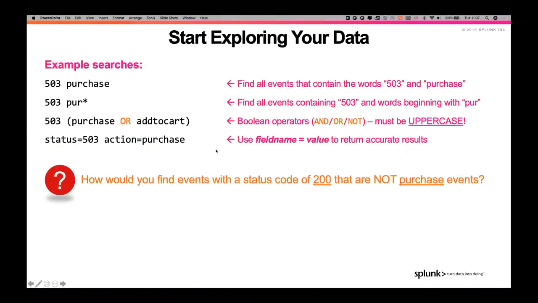All right, so now start exploring your data. This is like a quiz. How would you find events with a status code of 200 which are not purchase events? Think about the logic. When you run a search, first you have to think about the logic. I give you 5 minutes for this one. Let me know if you need more.